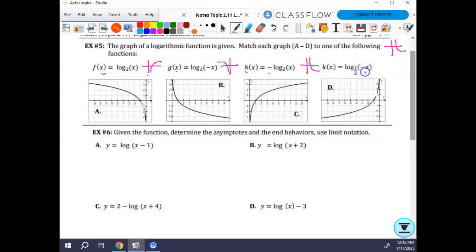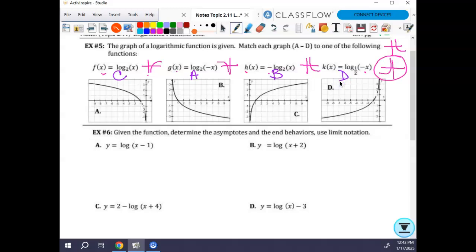Then this negative reflects it in which axis? Y. So that means it's going to end up looking like this. And this is the one that we're using here. Okay. So you understanding visually what's happening can help you with lots of things. I could write my limit statements here if I needed to, but I can definitely go match this up now. F goes with which letter? C. What does G go with? A. What does H go with? B. And that means K goes with D.